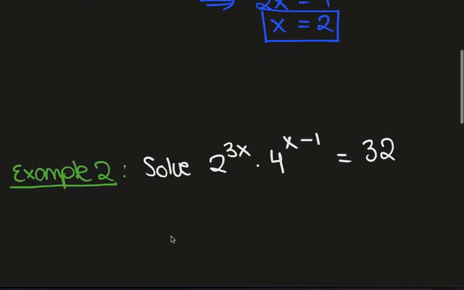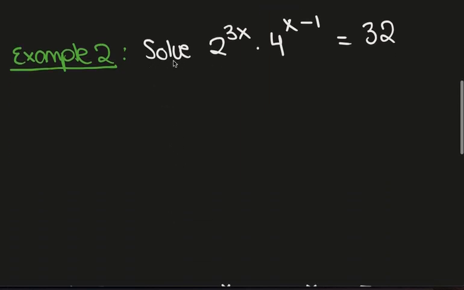Okay, moving on to a more difficult example. Here we want to solve 2 to the power of 3x times 4 to the x minus 1 equals 32. So again, we express everything in terms of a power of 2. So we have 2 to the 3x times, we'll write 4 as 2 squared, and we can write 32 as 2 to the power of 4.